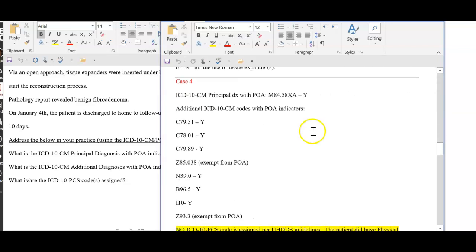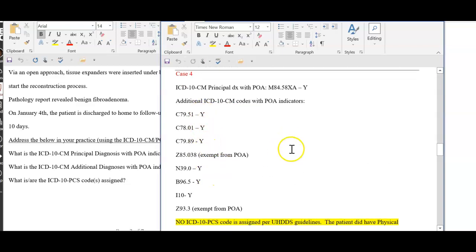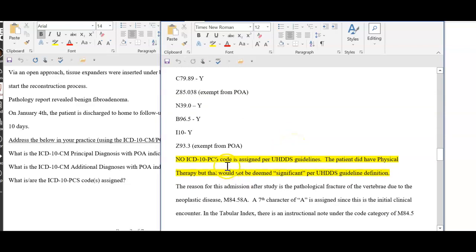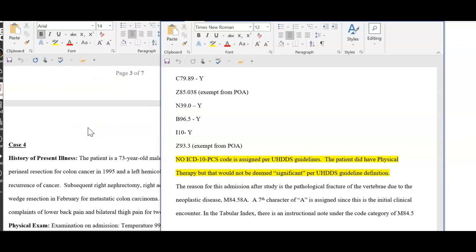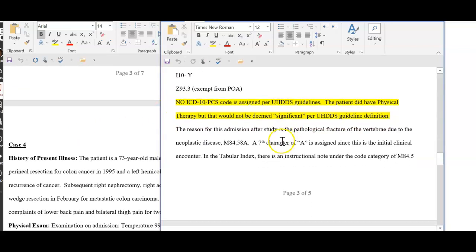Okay, case 4. Once again, we're basically looking here. We have our cancer codes, we have our exempt codes. No PCS is assigned. The patient did have physical therapy, but that is not deemed a significant procedure per the UHDDS guidelines. So keep that in mind.